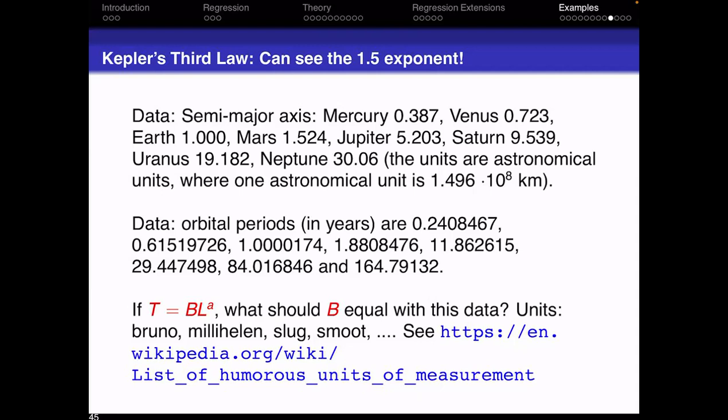Earth, right? In the units we're looking at, we've chosen things so that Earth has a distance of 1 and an orbital period of essentially 1. So in these units, B is essentially going to be 1. So it just makes things nice.